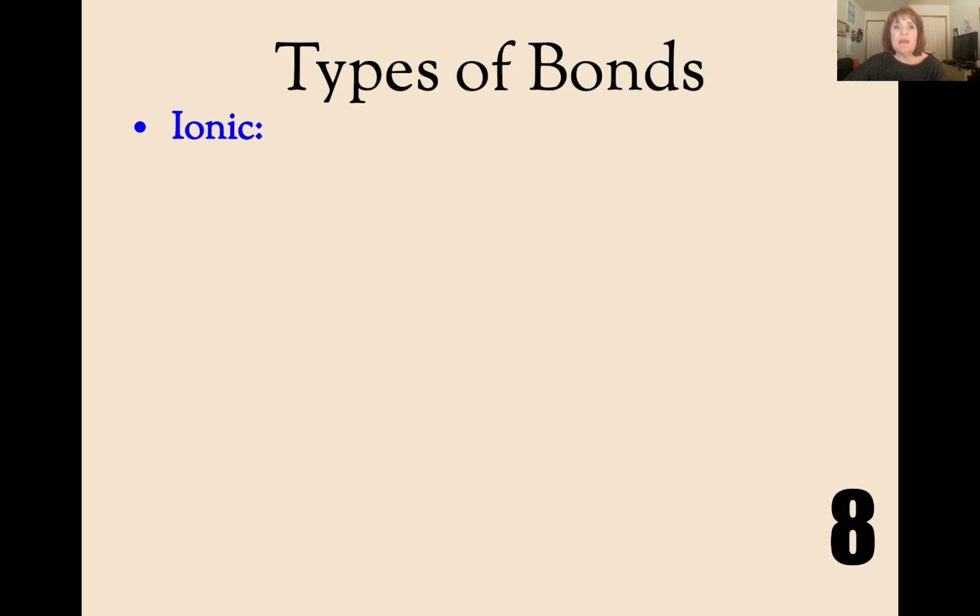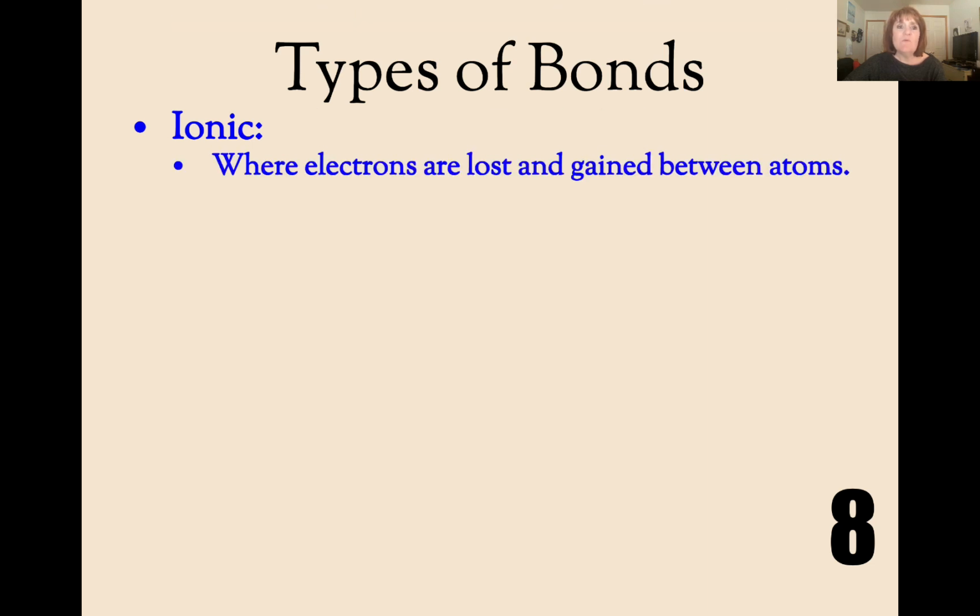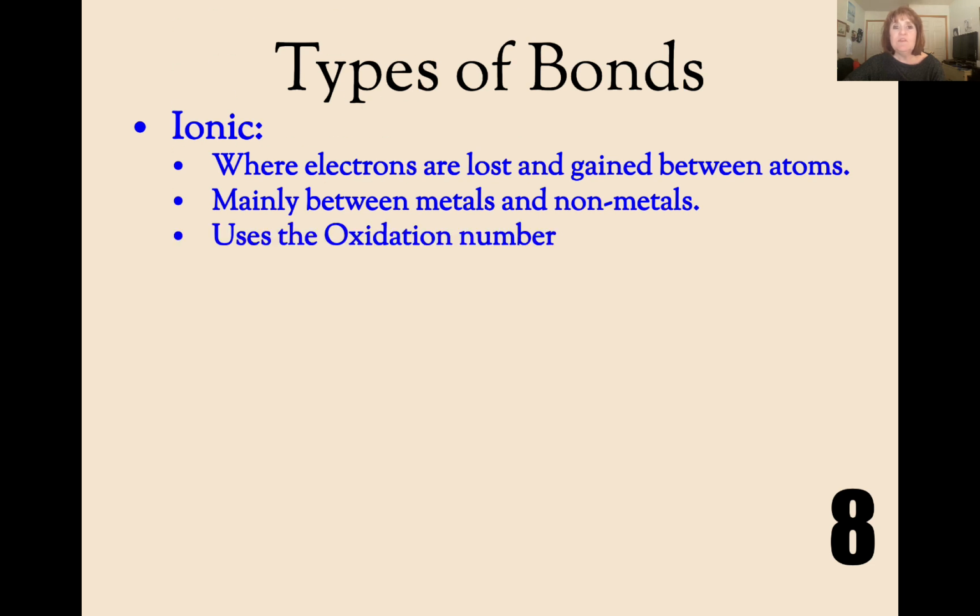So there are really 2 types of bonds, and today we're going to talk about one specifically, and that is ionic. Ionic bonds are where electrons are lost and gained between the atoms. They occur between metals and nonmetals, and they will use the oxidation numbers.